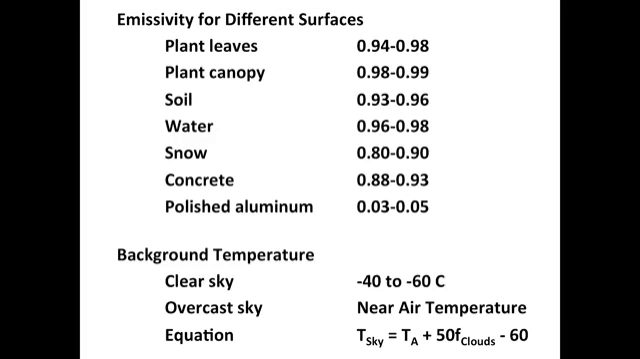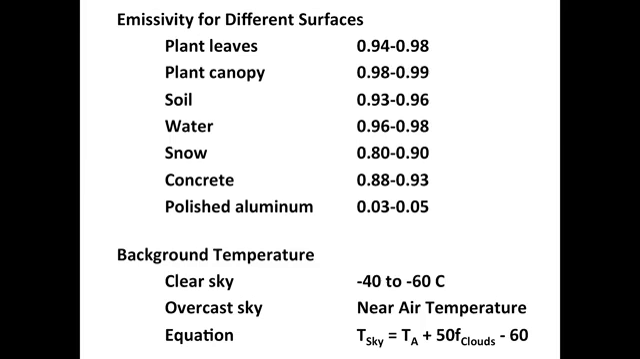Here we have a table listing emissivities for several different surfaces one would encounter in natural settings: plants, soils, water, and so forth. You can see that most natural surfaces are near black bodies with emissivities in the 0.9 range. But we can find some things that are very, very low emissivity, like polished aluminum, for example. I also have at the bottom of the slide some typical values for the background or sky temperatures in an environmental application. Clear sky is often very cold, negative 40 to negative 60 C. Overcast sky is often near air temperature.